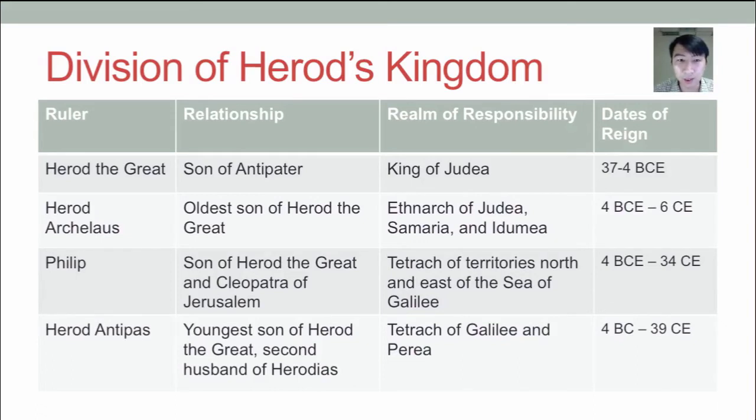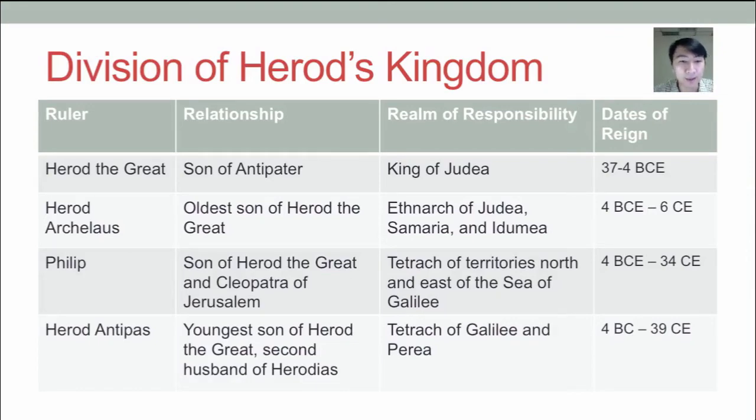Herod Archelaus was the oldest son, and he was given the responsibility to be the ethnarch of Judea, Samaria, and Idumea. But because he was a ruthless ruler, the people could not take it and reported him to Caesar, and so he was exiled after that. So his rulership was quite short, from 4 BCE to 6 CE.